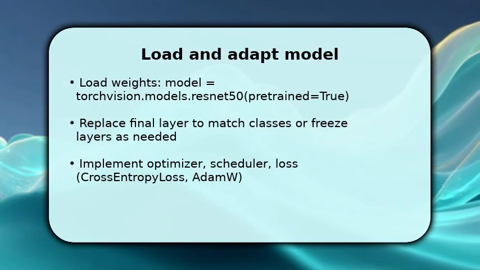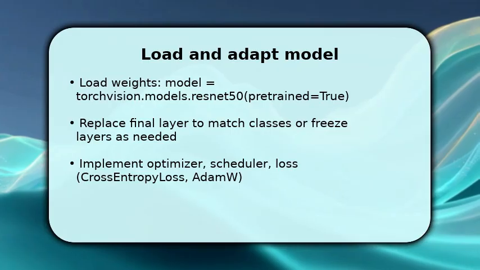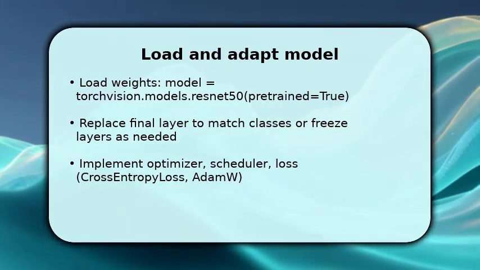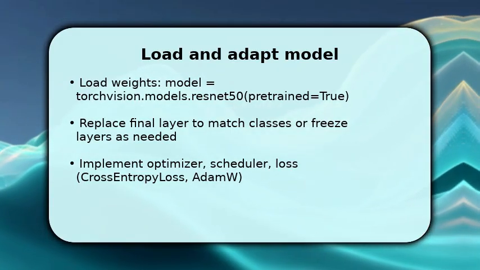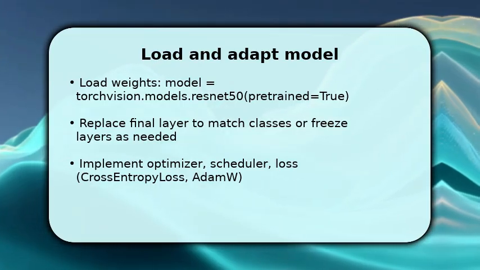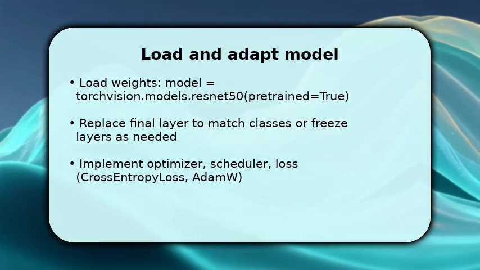You will now load the pre-trained weights and adapt the architecture for your task. Load the base model, then replace or append the classifier head to match your label count. Alternatively, freeze backbone layers to train only the head.